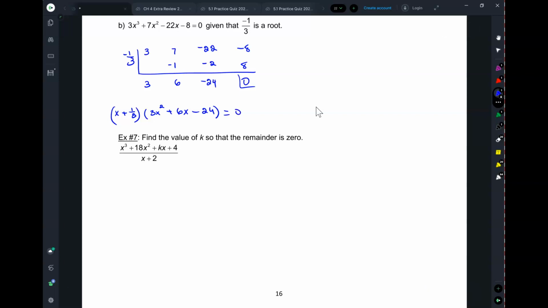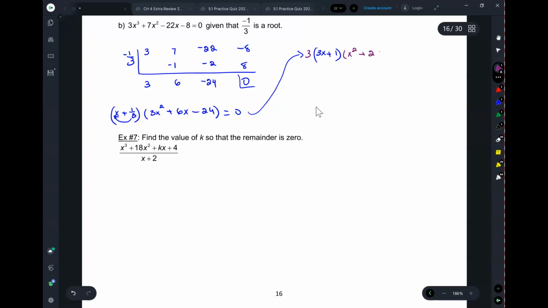So now look, we can't really leave this like this. If you pretend to multiply through by a 3, this gets multiplied by a 3 and it becomes 3x plus 1. I know you did that last year. My shortcut is I always just put the 3 over there. So now I have 3x plus 1, and then from here, I'm going to factor out another 3 and put that out here. So we get x squared plus 2x minus 8 equals 0.